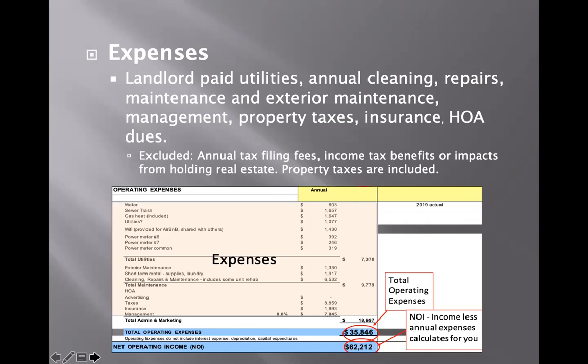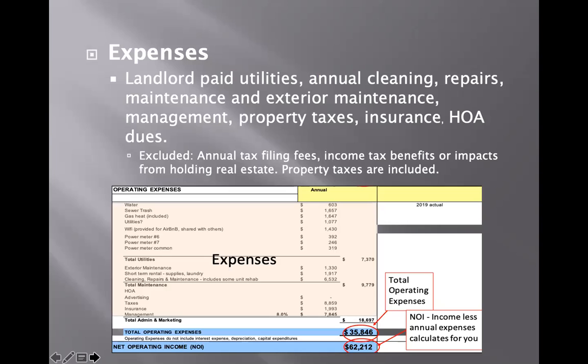Expenses are going to include your landlord-paid utilities, annual cleaning, repairs and maintenance, exterior landscape and gardening, property management, property taxes, insurance, and homeowners association dues and fees.